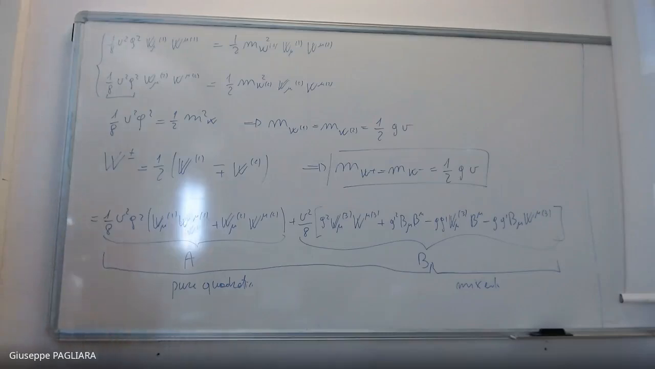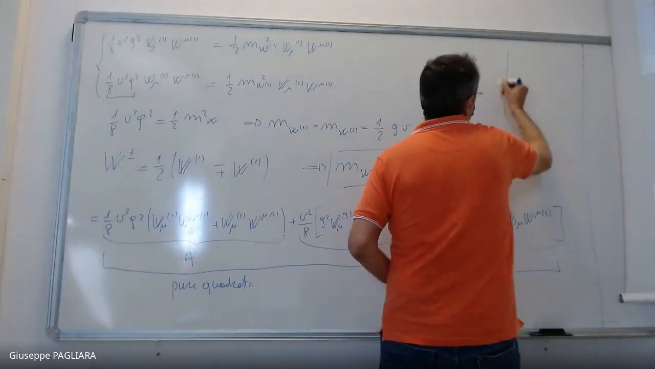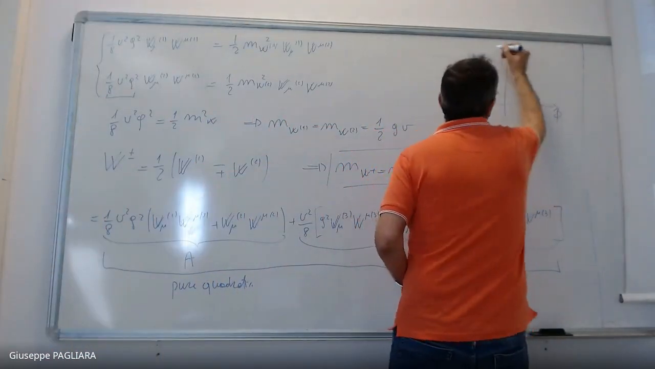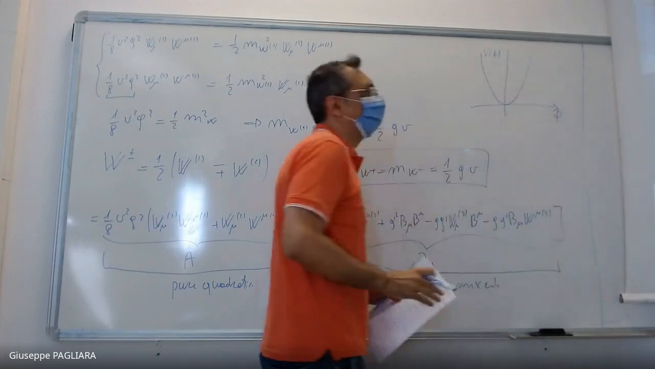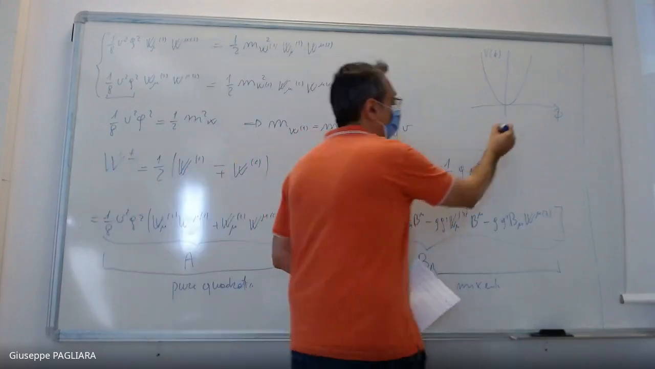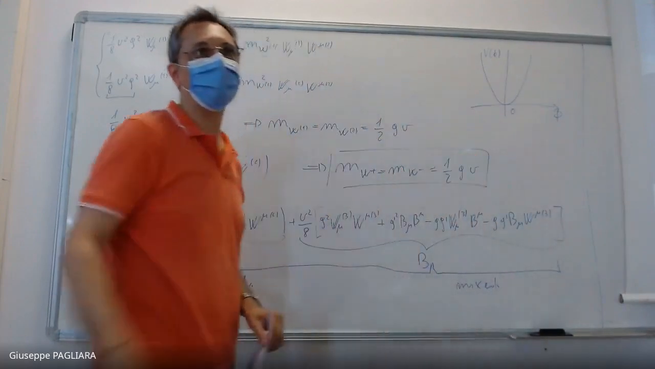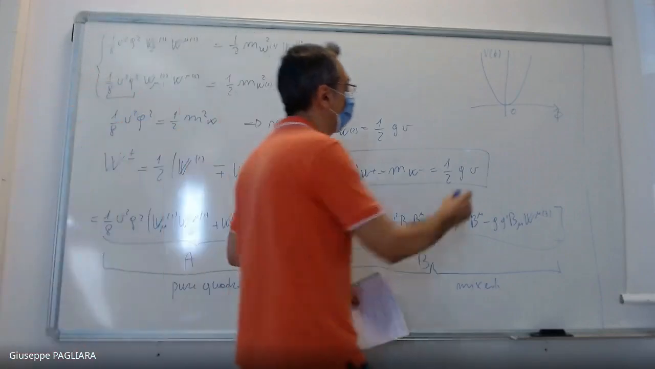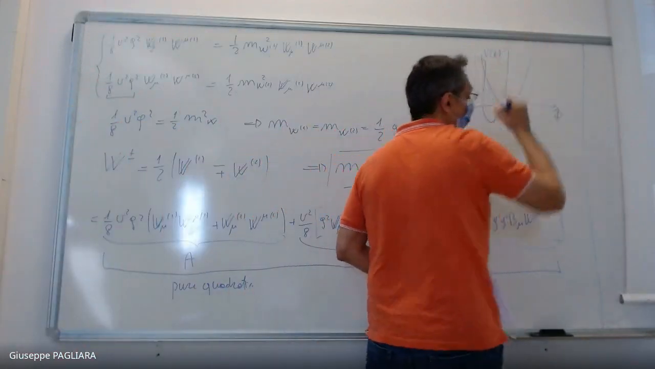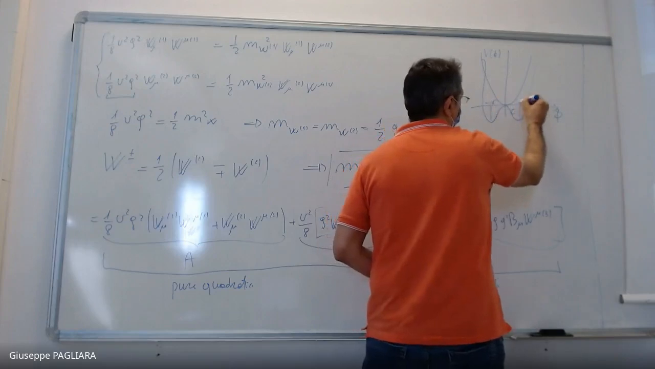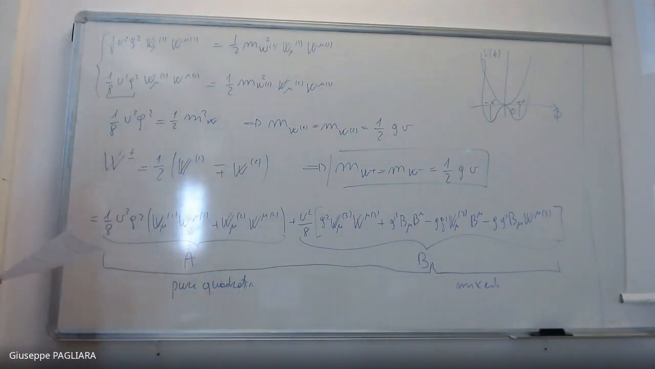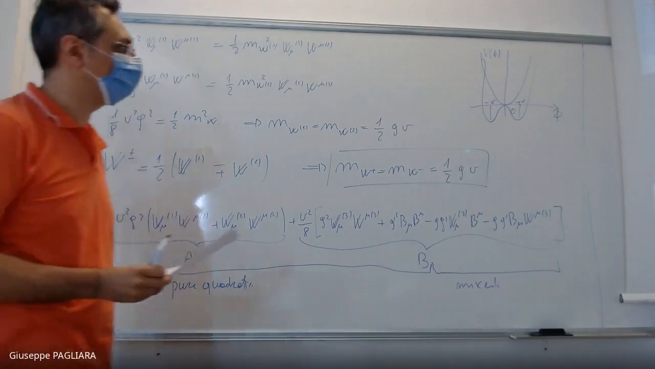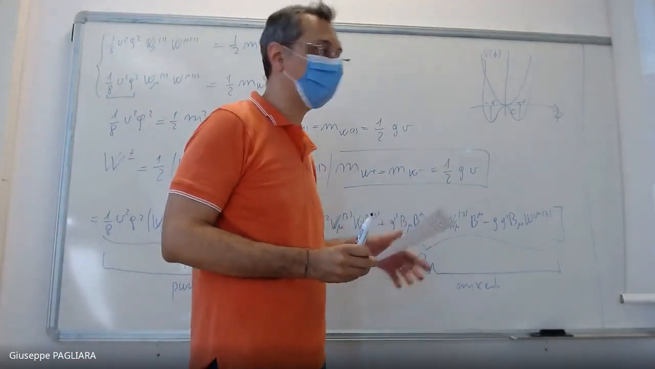Let me remind you that if the potential had a shape like this, then the vacuum expectation value of the field would be 0, and so the mass would be 0. Okay, so this is not 0 because this potential is like this. Now we are halfway. We now have to work out the Z boson and the photon.